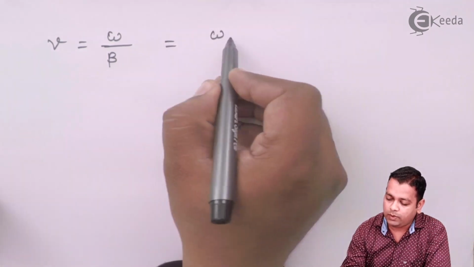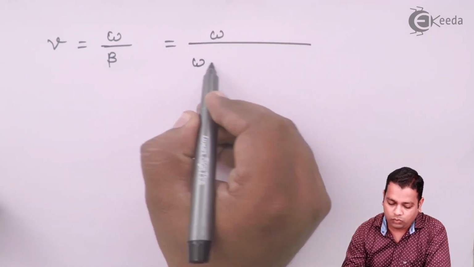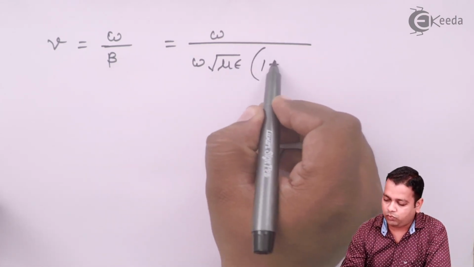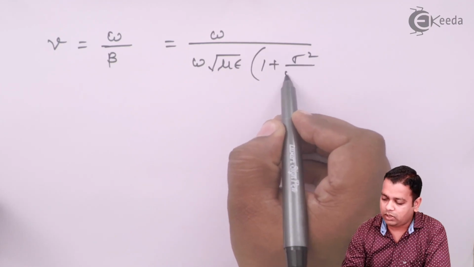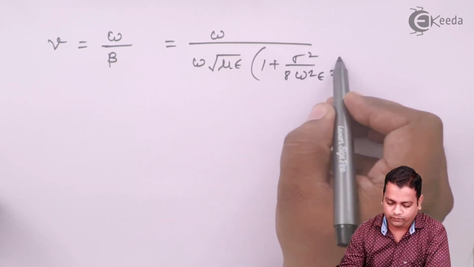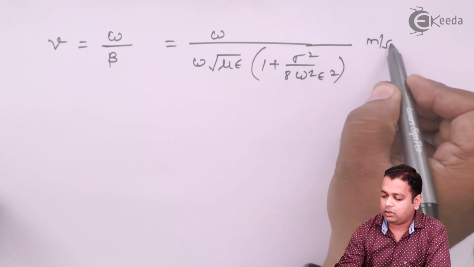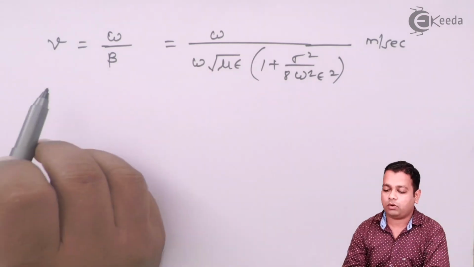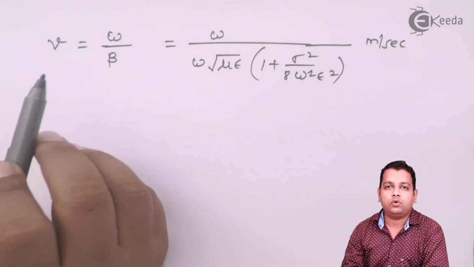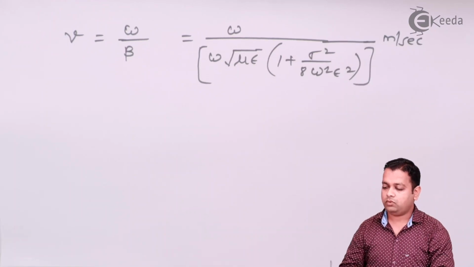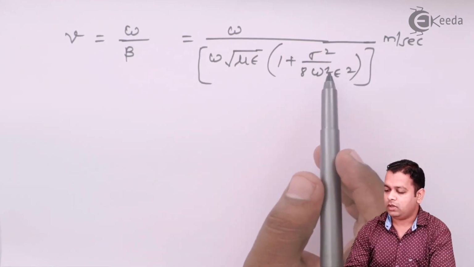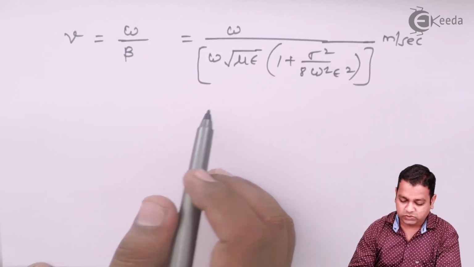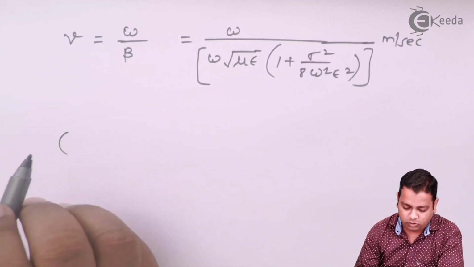So this becomes omega divided by omega under root mu epsilon in multiplication with 1 plus sigma square upon 8 times omega square epsilon square. This is in meters per second. So into the denominator beta we have substituted the formula we have derived for the same good dielectric medium. So here we have sigma upon omega epsilon squared, and it is a part of this bracket in the denominator. So now this bracket we represent again by using the binomial expansion.